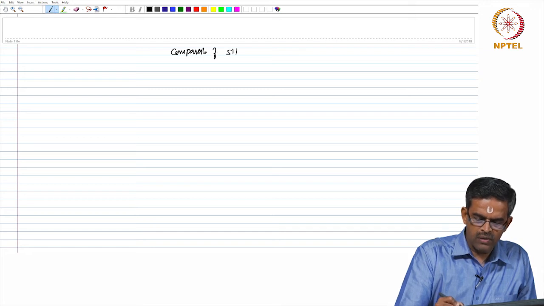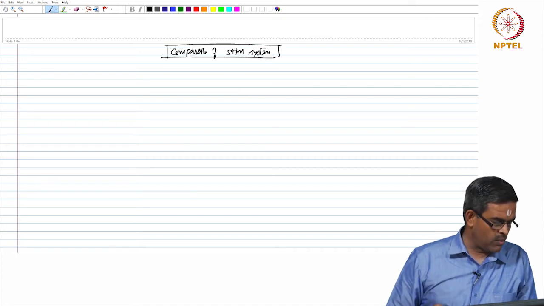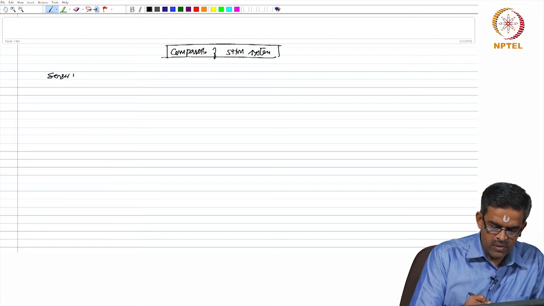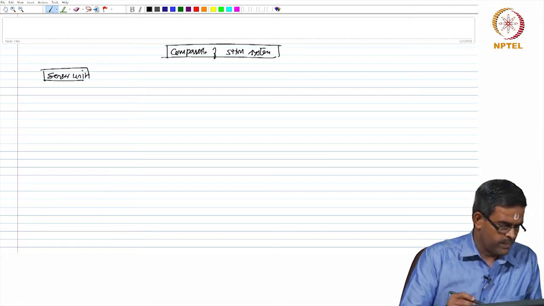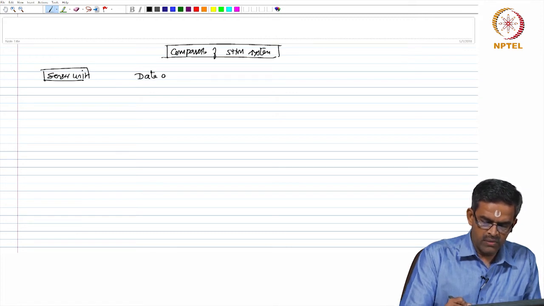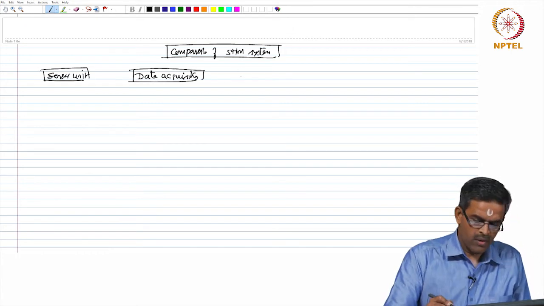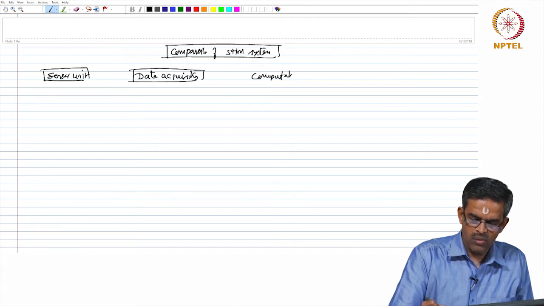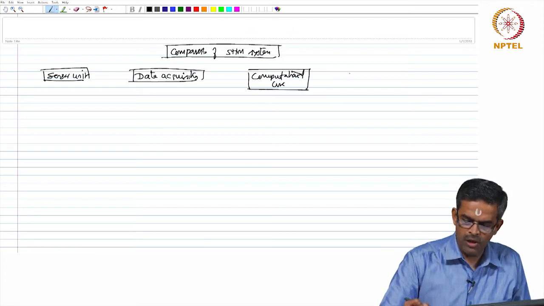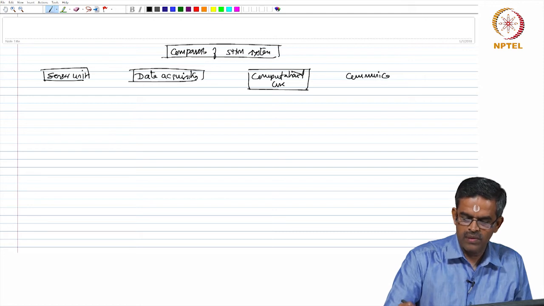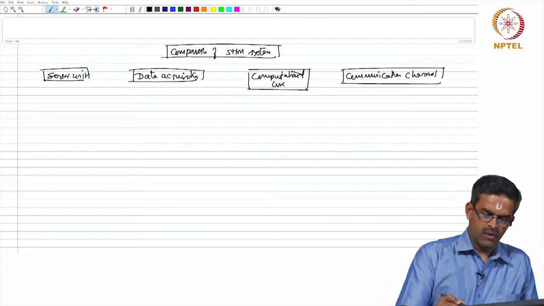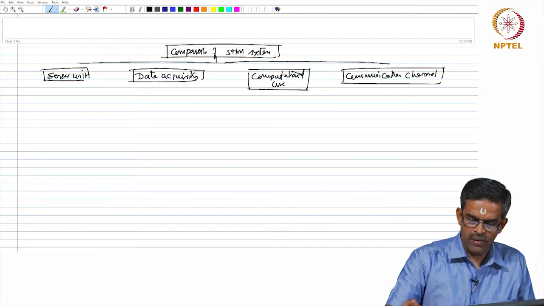The components of the structural health monitoring system fall into 4 basic modules, which comprise the sensor unit, data acquisition, computational core, and communication channel. It consists of 4 modules. Okay? Just now we saw that.